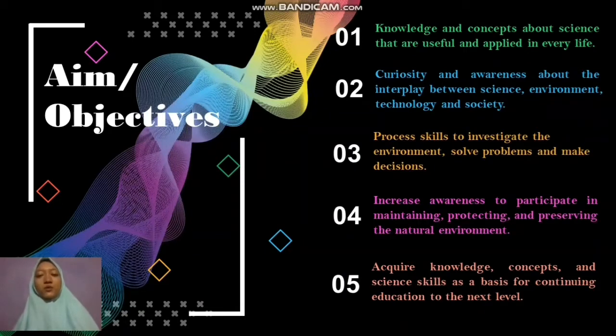And increase awareness to participate in maintaining, protecting, and preserving the natural environment.